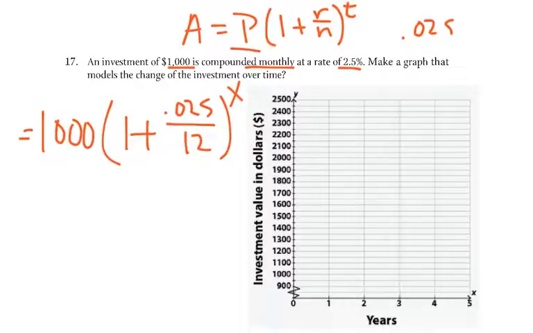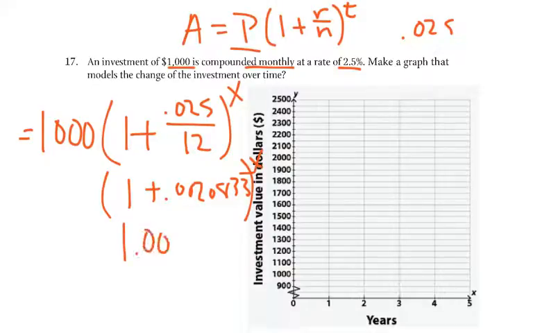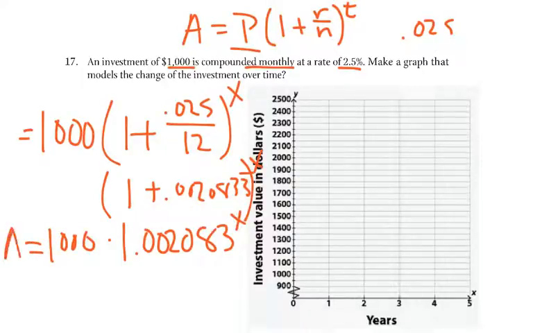Okay, so we can simplify this. 0.025 divided by 12 would give us 0.002083333 repeated. Then we add that to 1, so that would be 1.00208. We could probably just round it right there, times 1,000 to the x would equal our equation. In other words, this is the same format as y equals a times b to the x.